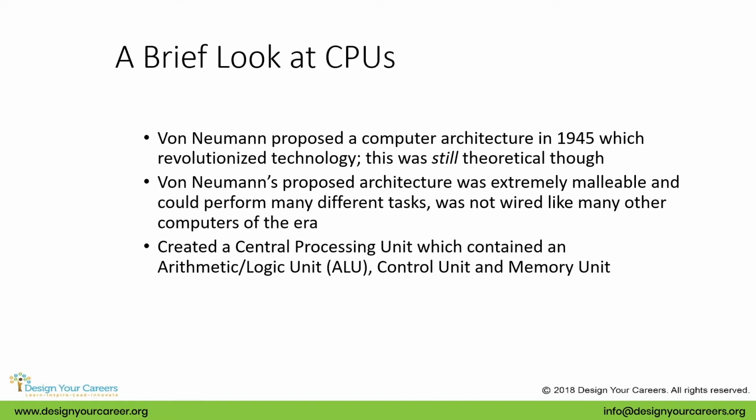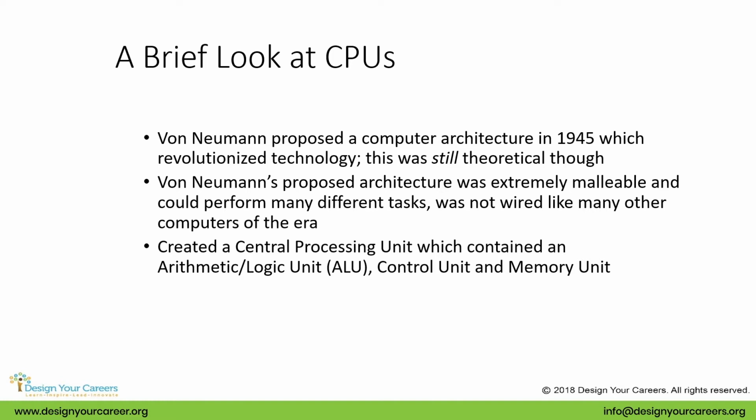We'll see how the computers after von Neumann's proposition evolved, and how they got a lot smaller. The basic architecture of von Neumann's CPU had 3 units: the arithmetic and logic unit, the ALU, the control unit, and the memory unit. The memory unit is obviously onboard memory. The arithmetic and logic unit is where all the mathematical operations, all the binaries, are computed.